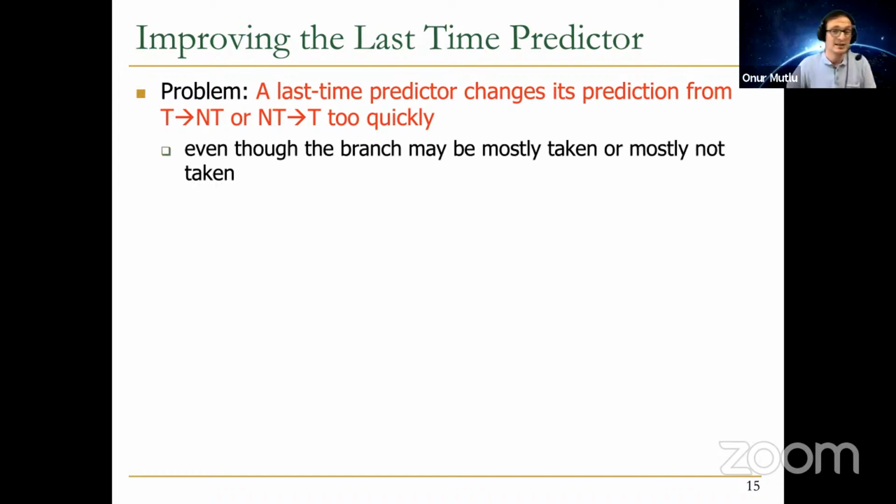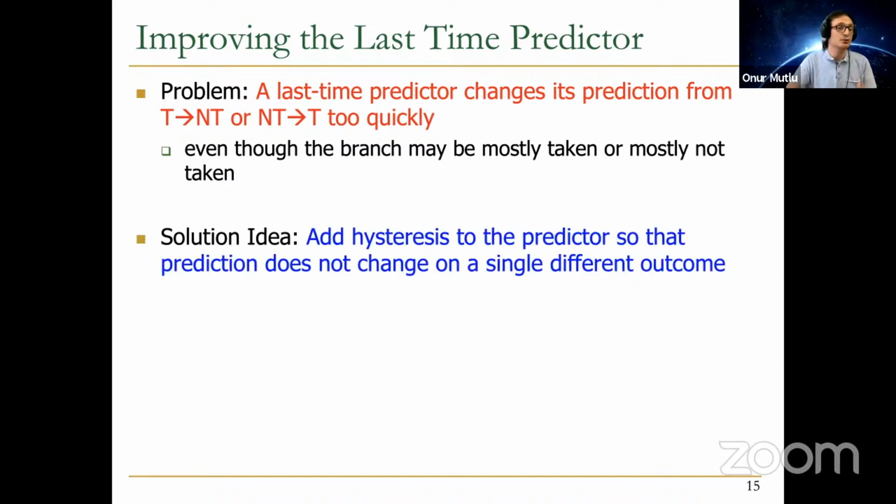That's the idea. The reason is the branch may be mostly taken or mostly not taken, right? Loop branches are mostly taken. Whenever you see a not taken outcome, probably it's not a good idea to change your mind right away. Wait for some time to see if it's actually behavior that's going to persist for some time. Right? That's the idea. So the solution idea is very simple. We want to add hysteresis to the predictor so that the prediction does not change on a single different outcome.